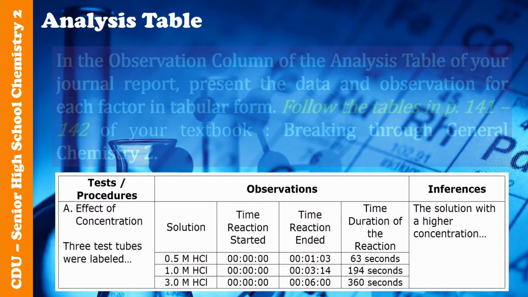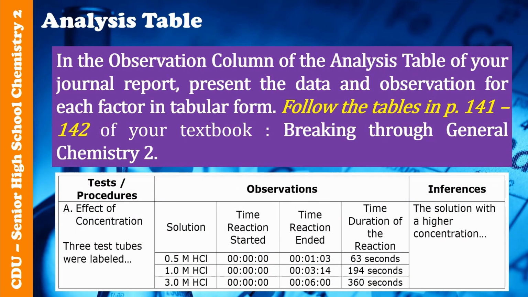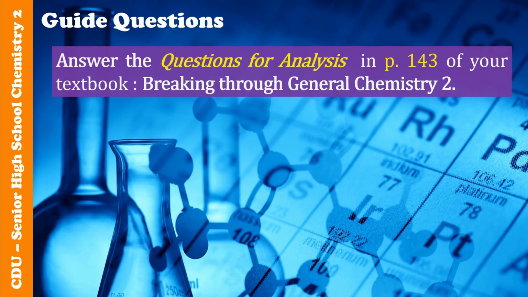Here are some reminders in writing your journal report for this experiment. In the observation column of the analysis table of your journal report, present the data and observation for each factor in tabular form. Follow the tables in pages 141 to 142 of your textbook. An example is provided for you. For the guide questions, answer the questions for analysis in page 143 of your textbook.